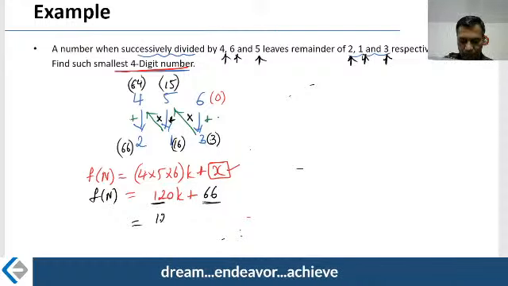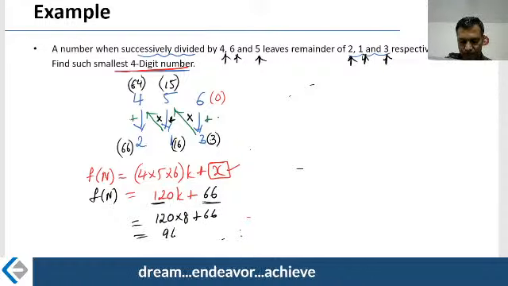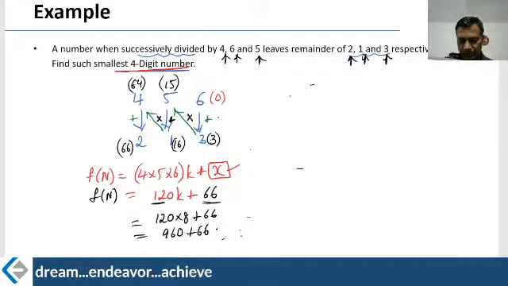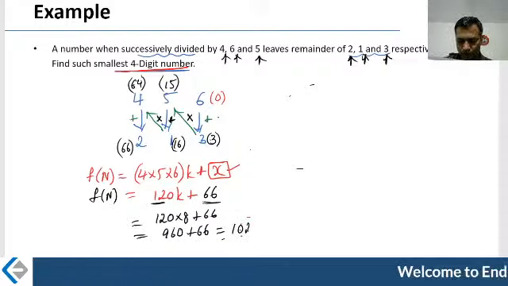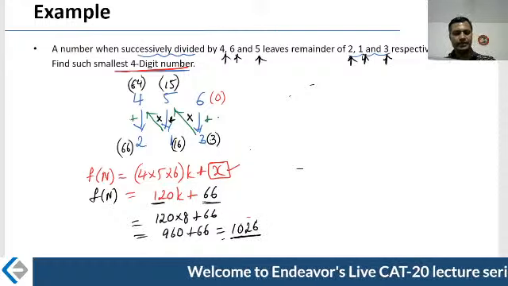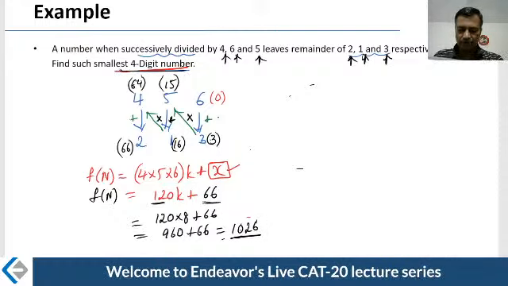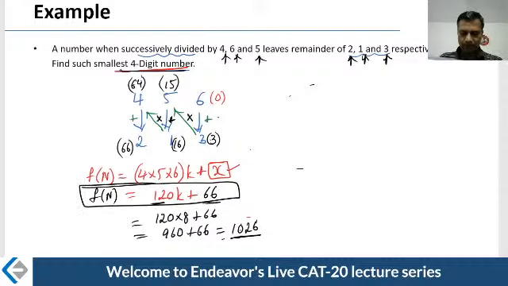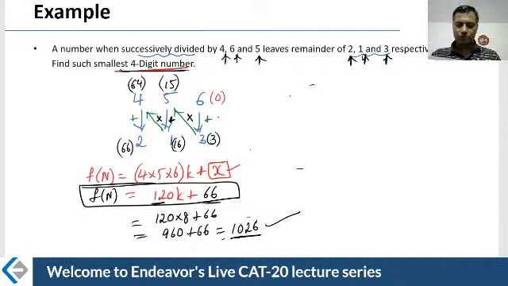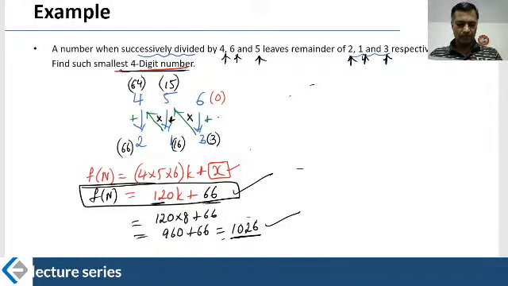Therefore, I can take up to 8 times, plus 66, that's the smallest value. So you are saying 960 plus 66. Therefore, the smallest such value is 1026. 1026 is the smallest 4-digit number. Finding that is not a problem. If you can reach this generic form, finding that number is not an issue, and the job is fairly done.